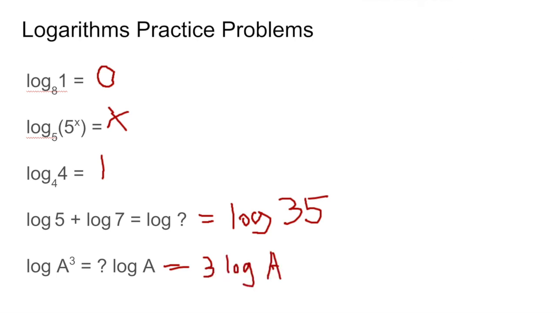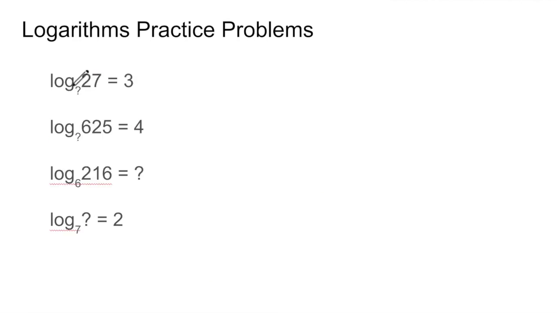All right, let's do a few more practice problems. Log base what of 27 is equal to 3? So if we rephrase this, what raised to the 3 power equals 27? Let's see, what number cubed equals 27? 3 times 3 times 3, right? 3 times 3 is 9, times 3 is 27. So this question mark is going to equal 3. Log base 3 of 27 is equal to 3. In other words, 3 cubed equals 27.